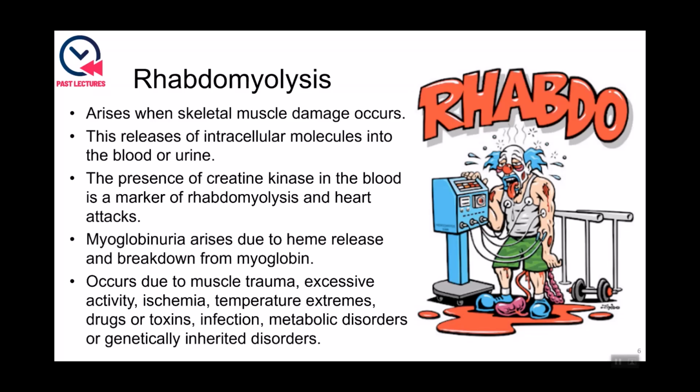Another abundant molecule that may be released is myoglobin, and remember, this protein is specific for muscle cells as well, and when it's released, the heme molecule gets metabolized and can actually turn your urine a brown color, leading to myoglobinuria.